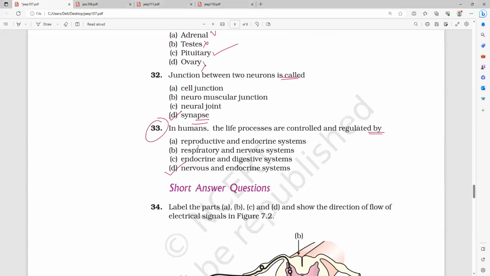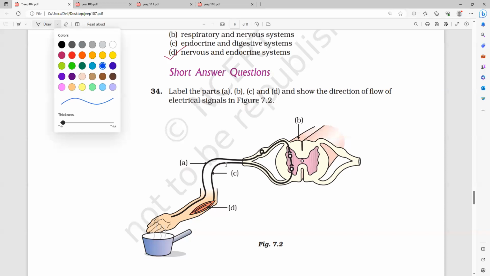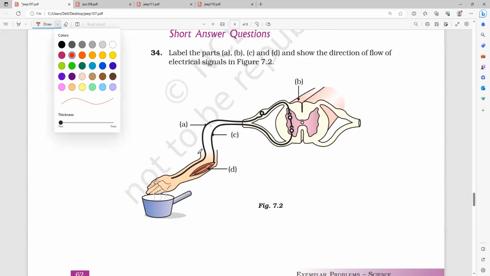So I think till last class we studied up to 33 questions. So we are undergoing now short answer questions. Again the same question we studied previously: label the parts A, B, C, D and show the direction of flow of electrical signals in figure number 7.2. That is what they are asking.